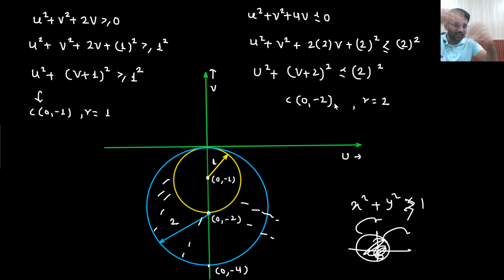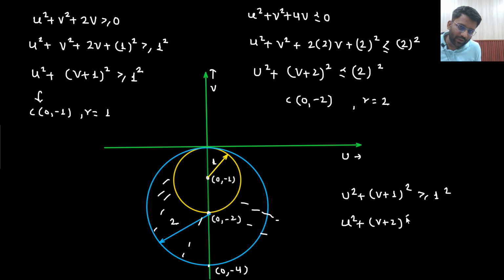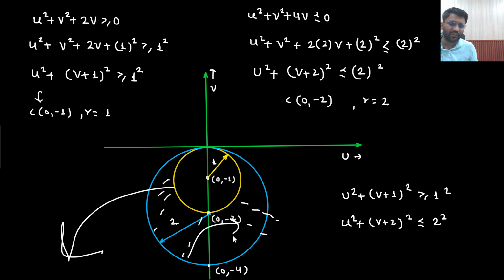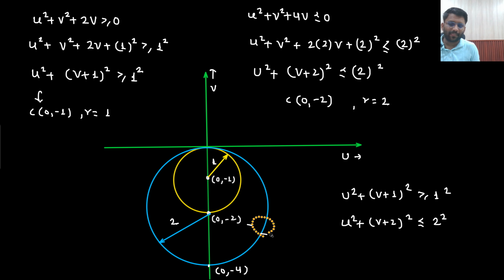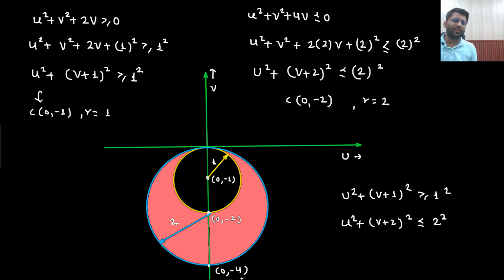And here there is a sign of less than or equals to 2 square. That means they are talking about the region inside. So what is the overlapping region? The point is that they are saying that you need to take u and v values such that u square plus v plus 1 whole square should be greater than or equal to 1 square and u square plus v plus 2 whole square should be less than or equals to 2 square. That means you need to satisfy outer of this and inner of this. So what will be the common region? Outer of this and inner of this, common region will be this much region. Say yes or no.